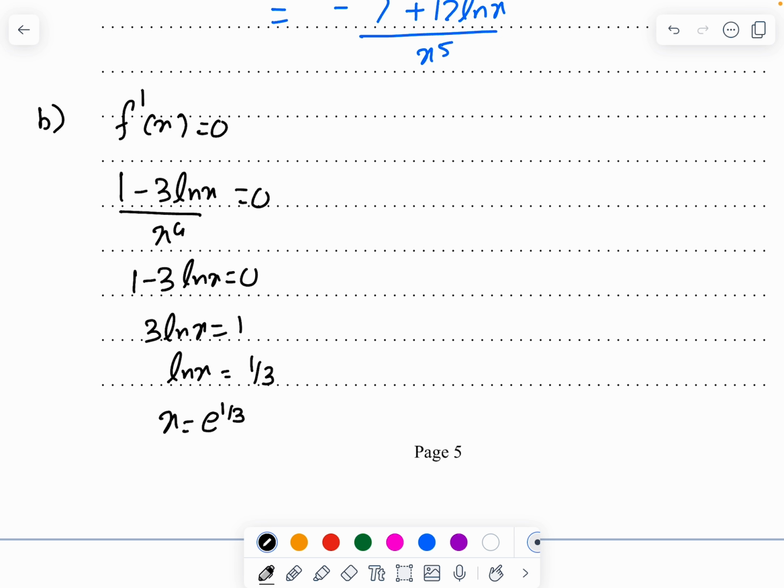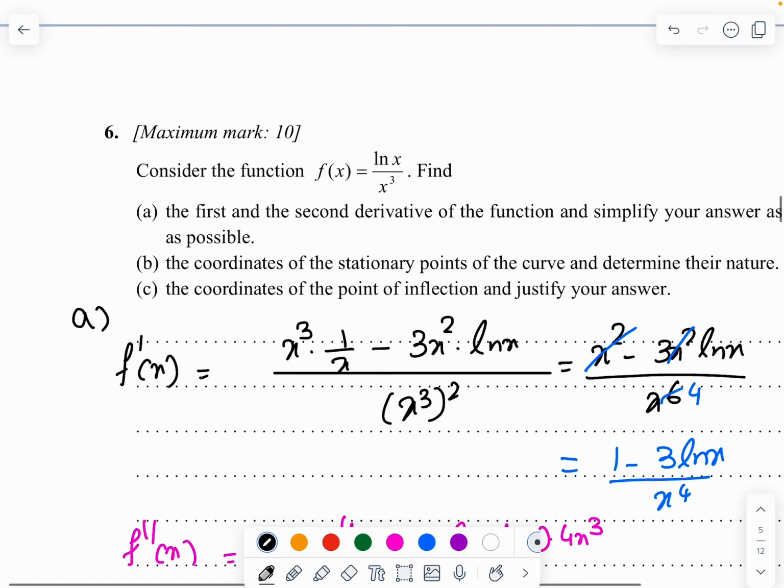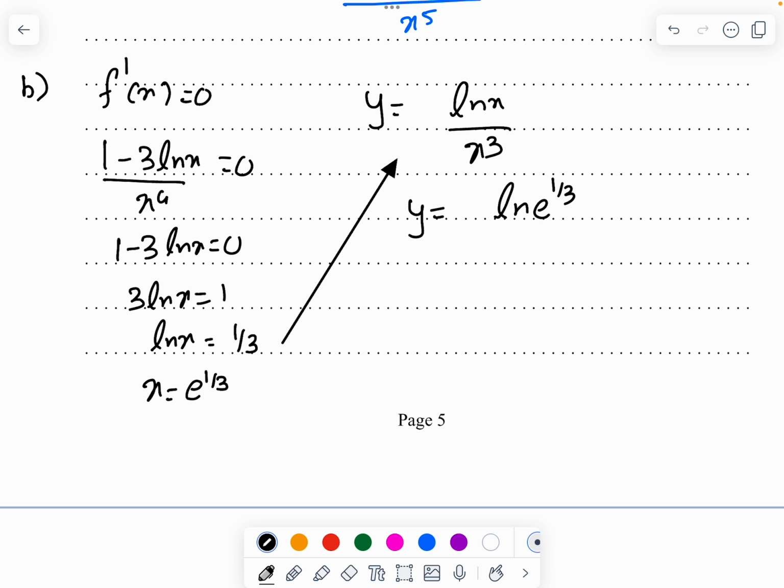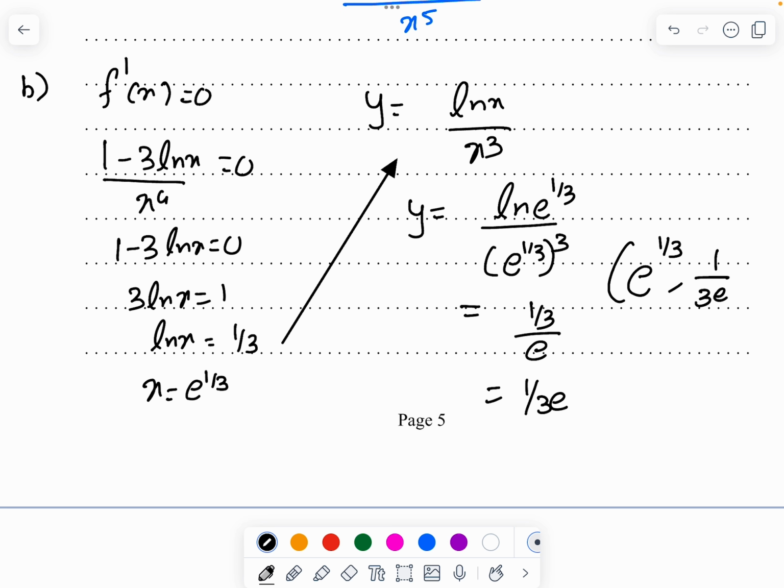Substitute x equals e power 1 upon 3 in the equation to get the y value. So y equals ln x upon x cube. Ln e power 1 upon 3 divided by e power 1 upon 3 whole cube. So which is nothing but 1 upon 3 upon e, which is 1 upon 3e. So the point is nothing but e power 1 upon 3 comma 1 upon 3e. That's going to be the stationary point.